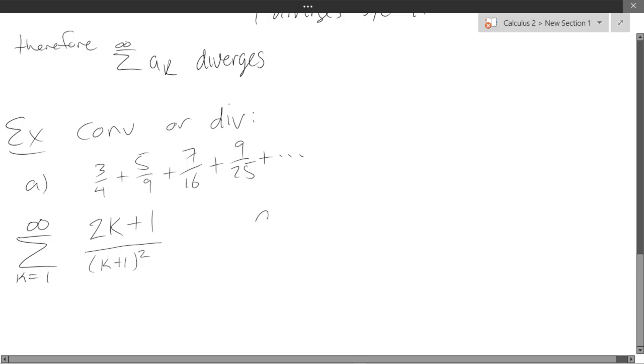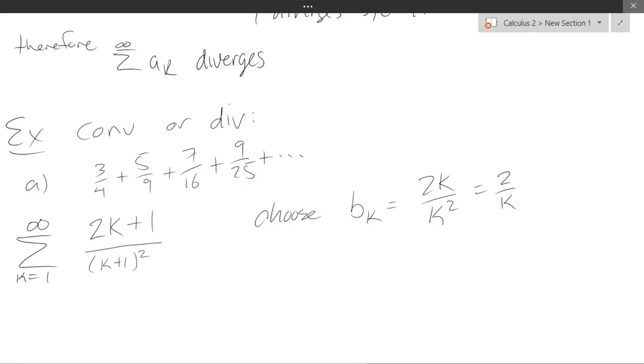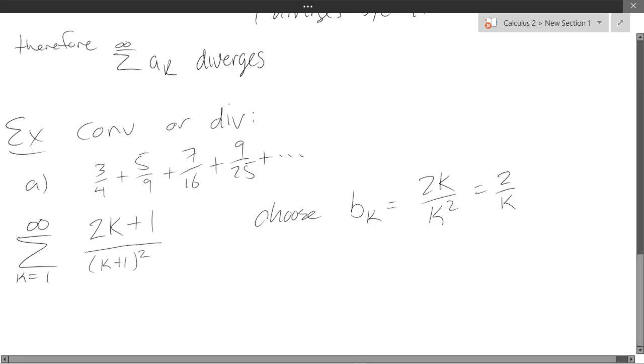So I'm going to choose b_k equal 2k over k squared. So I get rid of the plus 1 in the numerator and the denominator. And of course, you can reduce this to 2 over k. So this is a harmonic series, or a p-series, divergent. And so as long as our limit comparison works out, they'll both diverge. So we still have to do a limit comparison. So do that right now.